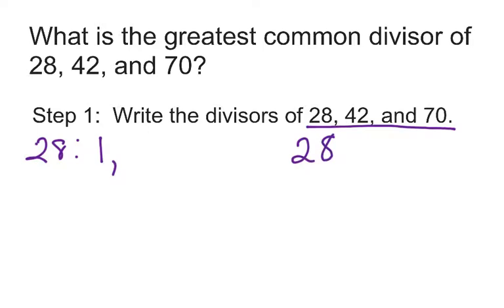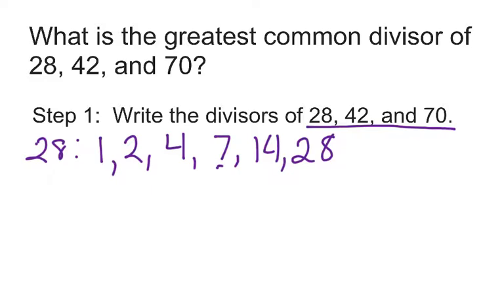Other factors: now we know 28 is even, so 2 is a factor, and 2 times 14 is 28, so 14 is a factor. We know that 8 plus 2 is 10, so 3 is not a factor. 4 is a factor because 4 times 7 is 28. 5 is not a factor, and of course if 3 is not a factor, 6 is not a factor. And then that brings us to 7, and now we've gone in order. So these are all my factors of 28.